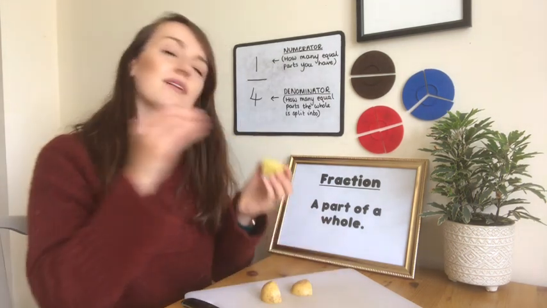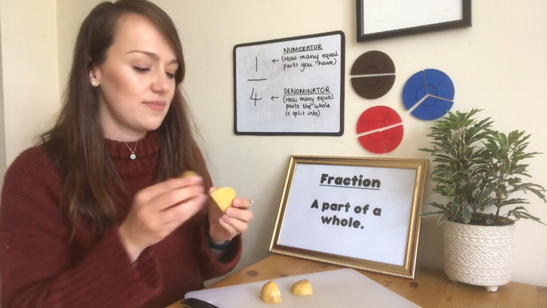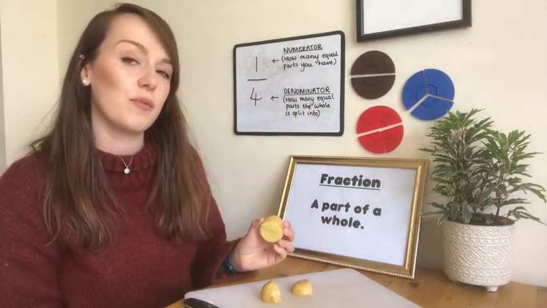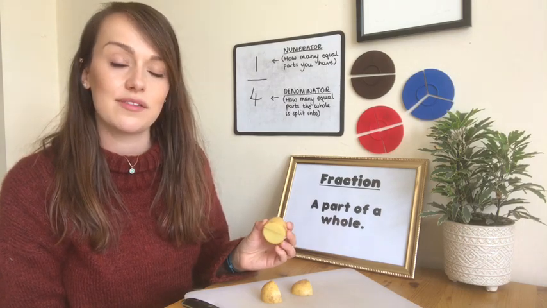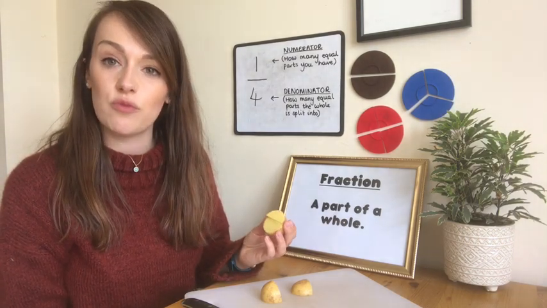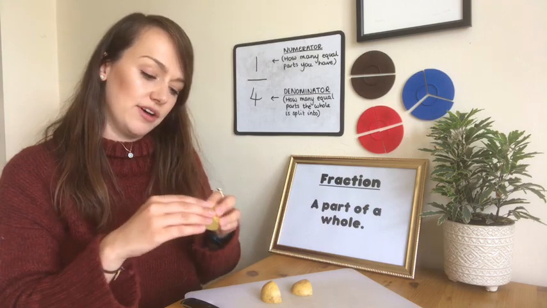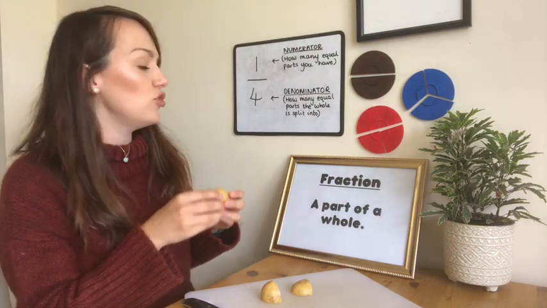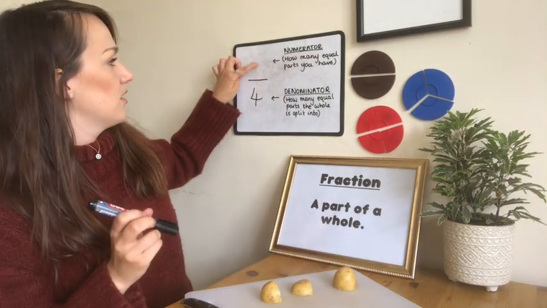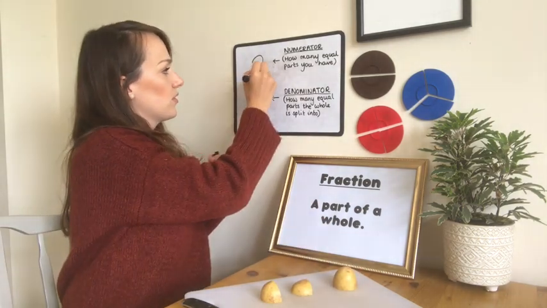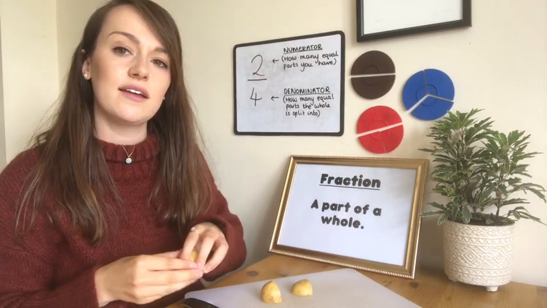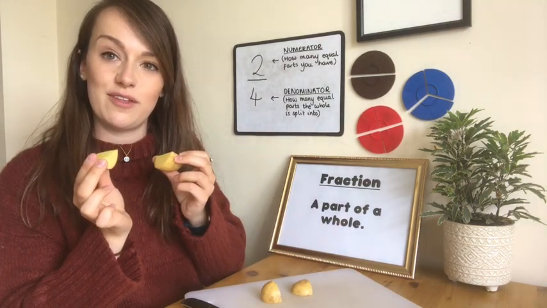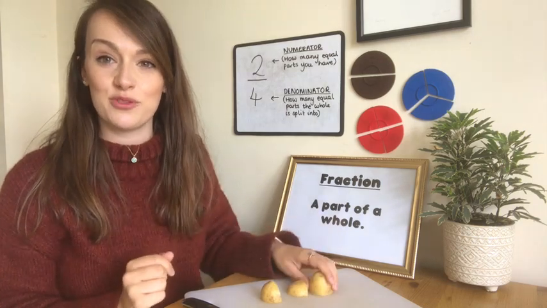Okay, what about if I picked up 2 pieces of the potato? So the denominator doesn't change because I haven't cut the potato into any more equal parts. It is still separated into 4 equal parts. However, I now have 2 parts of the potato. Okay, so the numerator is now 2. Okay, so here I have 2/4 of my potato. Okay, right, let's move on to equivalent fractions.